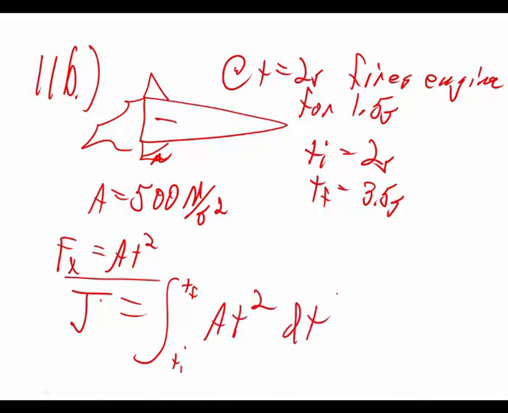dt, right? Okay? So let's integrate it. So it becomes what? 3.5 to 2 seconds, and it becomes AT cubed over 3, right? Am I doing my integration right? Okay. So finish it.